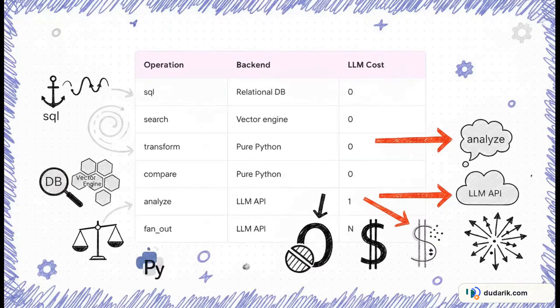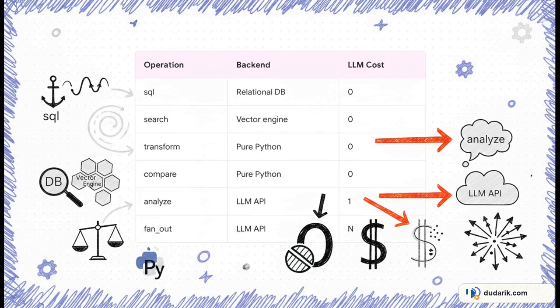Section 3. Inside the architecture. Now, let's look under the hood at the LLM costs for these specific operations. The BatchDAG planner can choose from 6 typed operations. And get this, 4 of them, SQL queries, semantic searches, in-memory transforms, and differential comparisons, cost absolutely 0 LLM calls during execution. 0. They run super efficiently on relational databases, vector engines, or just pure Python.